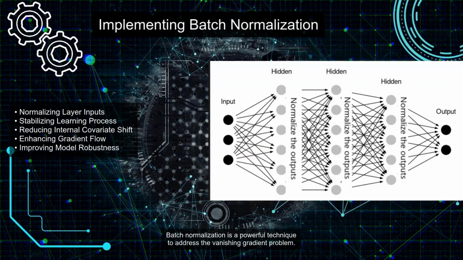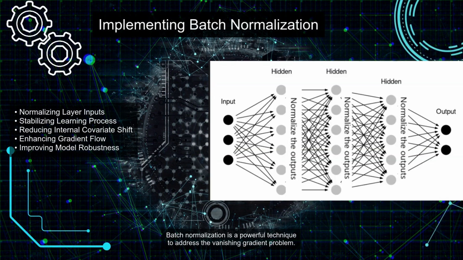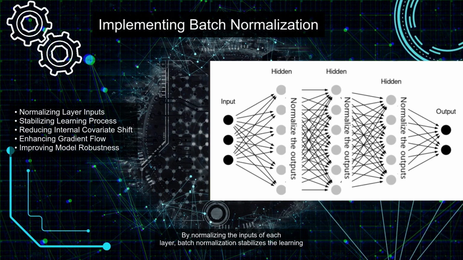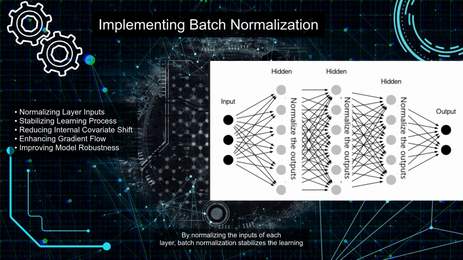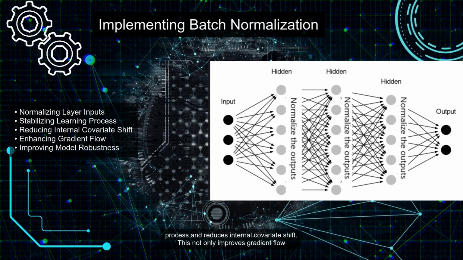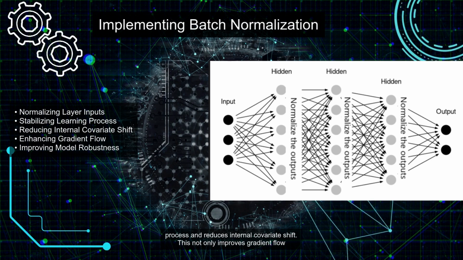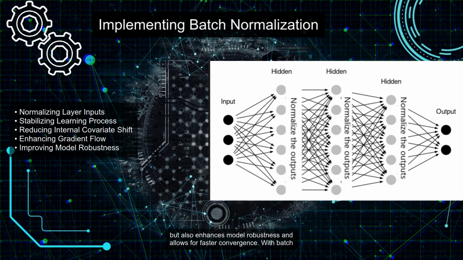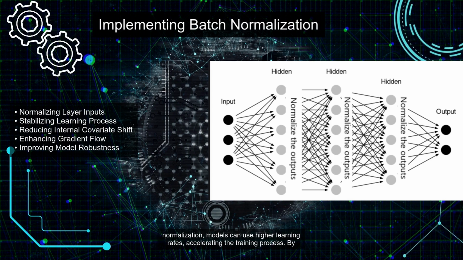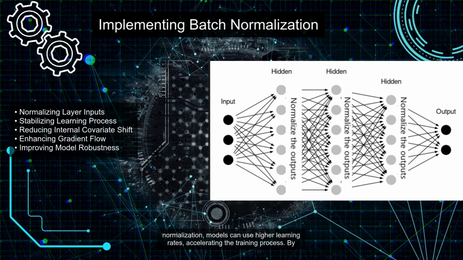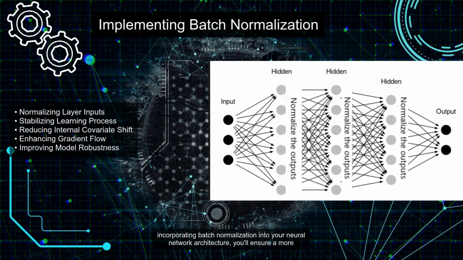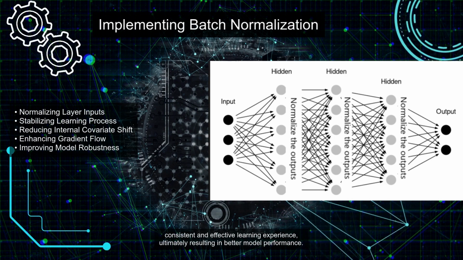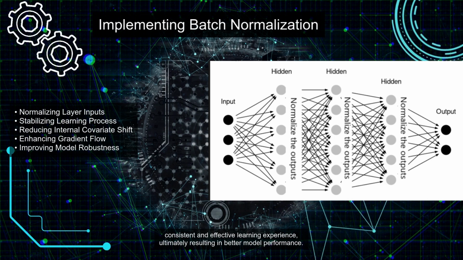Batch normalization is a powerful technique to address the vanishing gradient problem. By normalizing the inputs of each layer, batch normalization stabilizes the learning process and reduces internal covariate shift. This not only improves gradient flow but also enhances model robustness and allows for faster convergence. With batch normalization, models can use higher learning rates, accelerating the training process. By incorporating batch normalization into your neural network architecture, you'll ensure a more consistent and effective learning experience, ultimately resulting in better model performance.